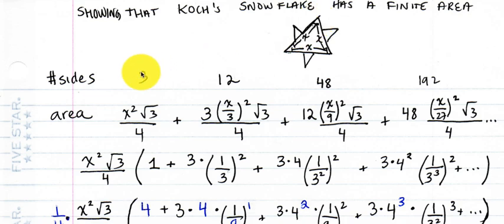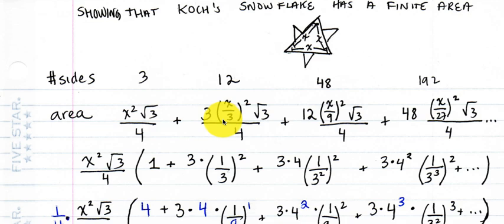We've shown already that in the second iteration it'll be 3 times 4 to the first, which is 12 sides. In that case, the area would be the area of the starting triangle, plus, as shown in the diagram, not to scale, 3 more equilateral triangles, so 3 times the area of one of the smaller triangles. You split the base into 3, so your side length is x over 3, quantity squared root 3 over 4.